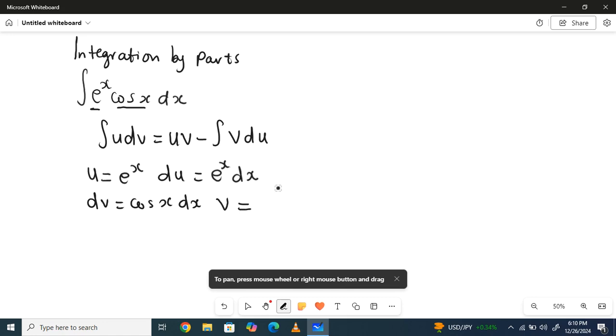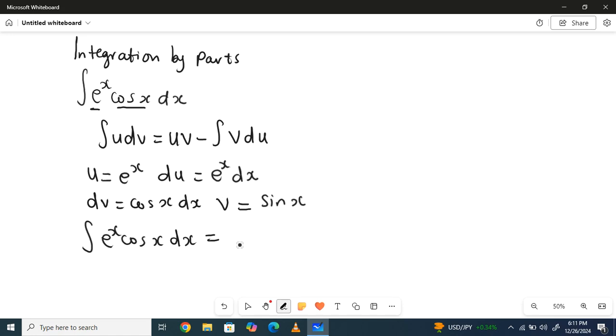For us to get v, we have to integrate cos x. When you integrate cos x, you'll get sin x. Substituting in our formula, we will have the integral of e^x cos x dx is equal to uv. We have our value for u, we have our value for v. So uv is e^x sin x minus the integral of v du. Our v is sin x and our du is e^x dx. So that's our equation 1.